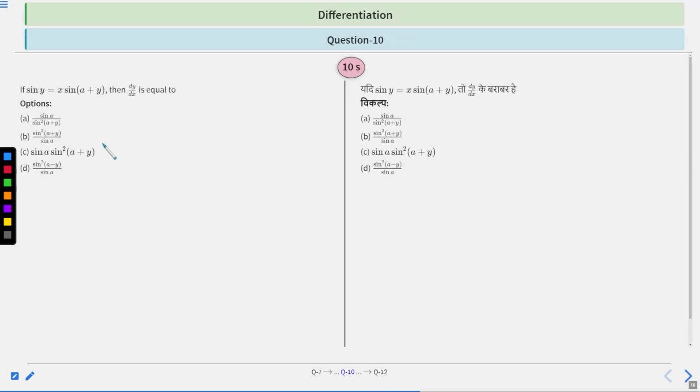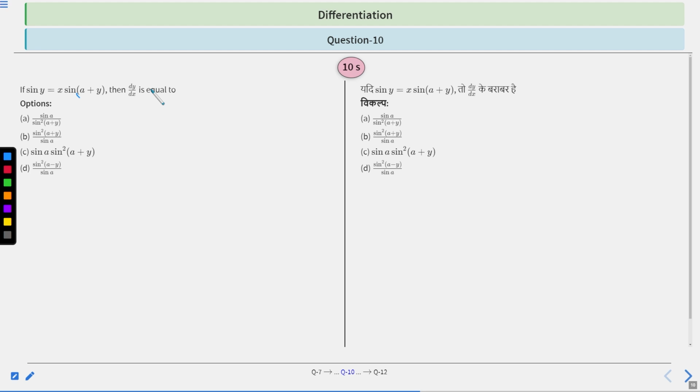Okay, let's move to the next question, question number 10, which says if sin y is equal to x sin a plus y, then dy by dx is equal to. So the hint of this question is, since sin y is given as x into sin a plus y, you can express x in terms of y. Keep x on one side and move sin a plus y to the other side, right? So x can be written as sin y upon sin a plus y, right?